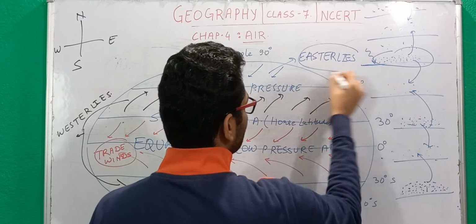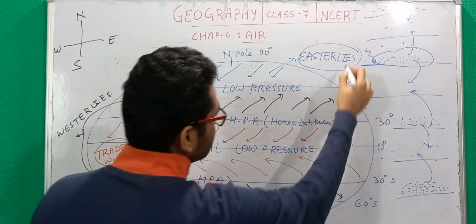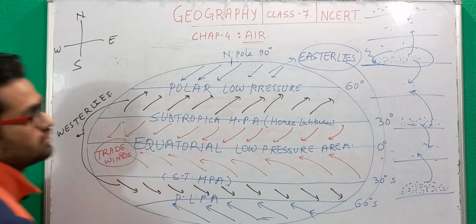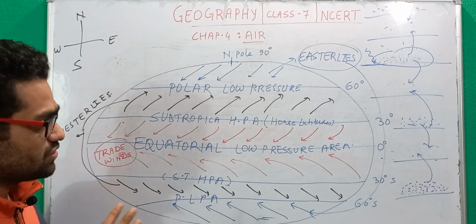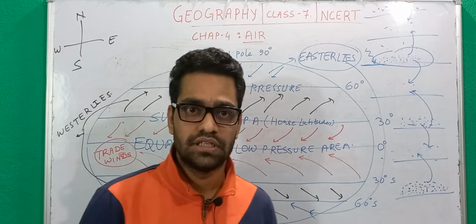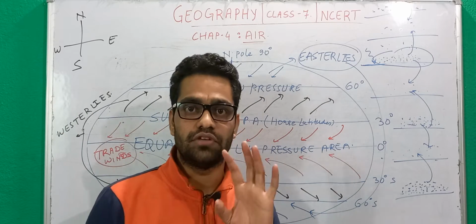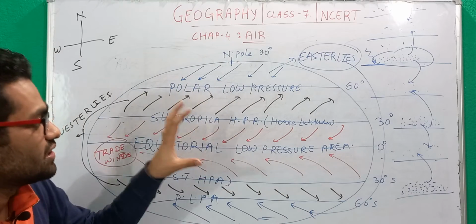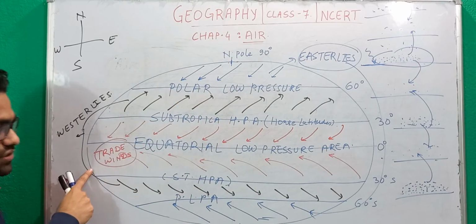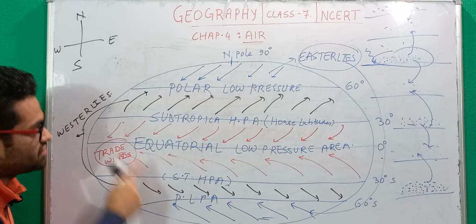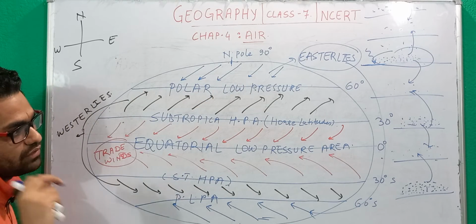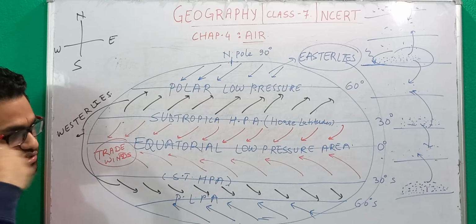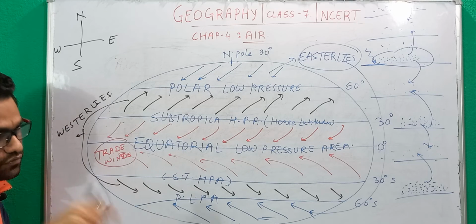That is why we call it easterlies. Similarly, this is also easterlies. So this was the whole mechanism of these permanent winds that you come across on the earth. These are three permanent winds: trade winds, westerlies, and easterlies. These are three permanent winds that will flow throughout the year, 365 days, 24 hours.